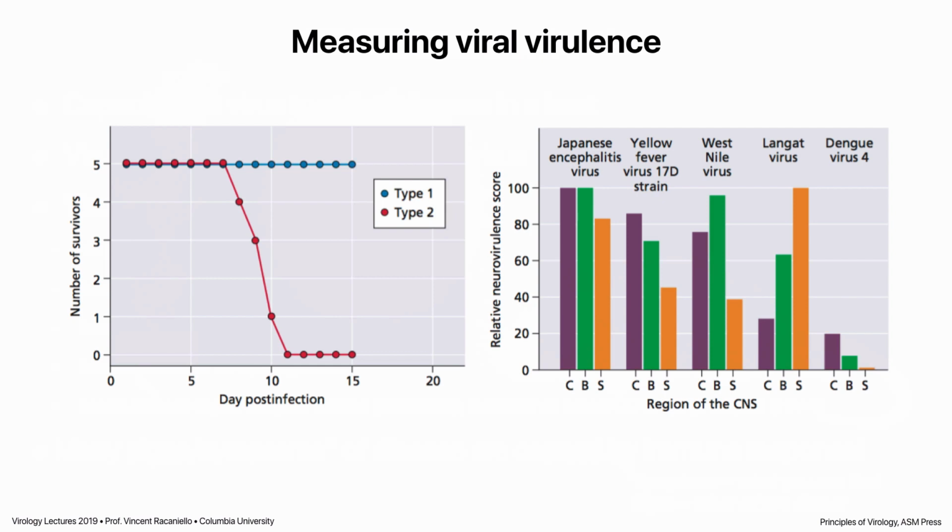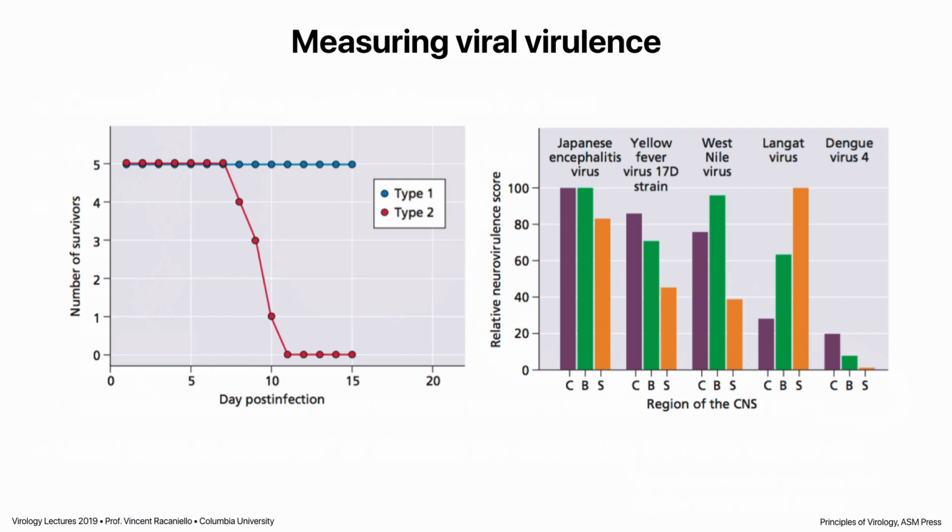On the left, we have a graph where we're simply looking at survivors. We're infecting mice with two types of poliovirus, type 1 and type 2, and at different days post-infection. This is an easy experiment. You go into the mouse house and you see how many are dead. You take the dead ones and throw them out, and you count them, and that's your assay. Very easy assay. You don't have to do very much. And so you can see here, this type 1 virus doesn't kill anybody. All the mice survive after infection, and the type 2, they're all dead by 11 days after infection. So that's an easy one, survival.